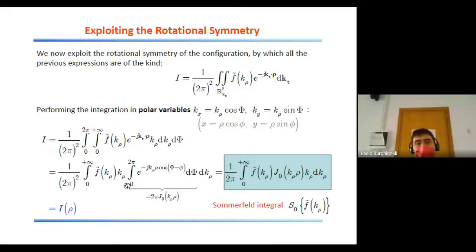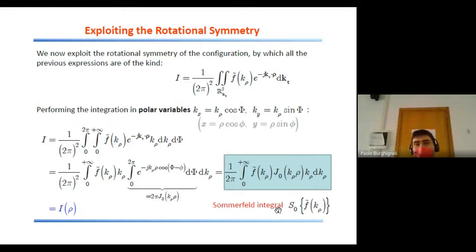And it turns out that the polar integration gives us a term which is proportional to the Bessel function of order zero with argument k rho times rho. Note that in stating this result, we have lost the dependence on small phi. This expresses the fact that our configuration is rotationally invariant around the z-axis. So if you collect all the pieces together, you discover that our integral I is a function of the radial variable rho only, and that it can be cast in this standard form, which is called the Sommerfeld integral. The name of Sommerfeld will appear many times in this lesson.